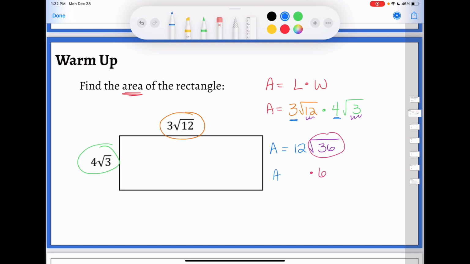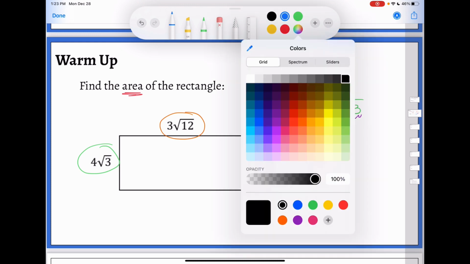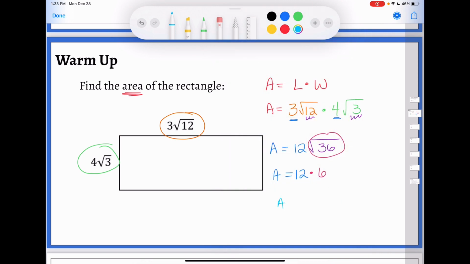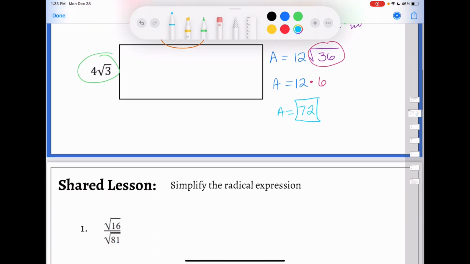So my area is actually going to be 12 times 6. And 12 times 6 gives me 72. So if I had units, it'd be 72 units squared. But since I don't have units, we'll just call it 72. So a good review of multiplying from yesterday and seeing that in a situation that isn't just multiply these two numbers, right? Area is a very common way where you'll see multiplying, especially with radicals. So outside times outside stays outside. Inside times inside stays inside, right? Okay, so that was a review of multiplying.